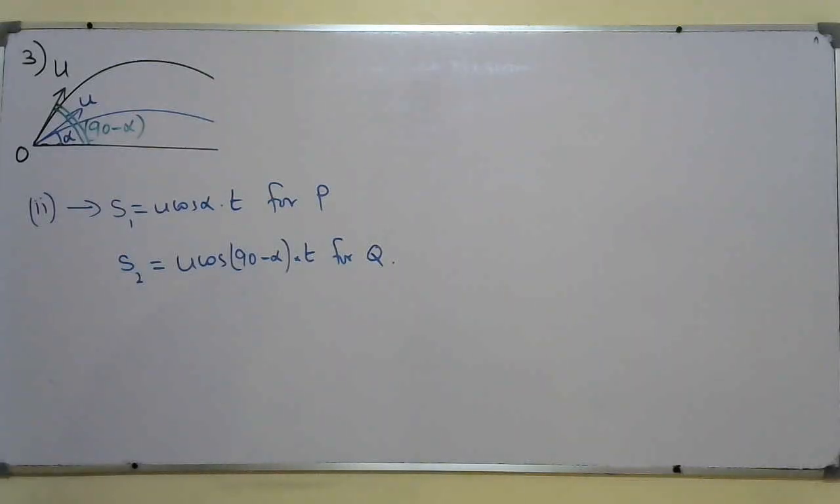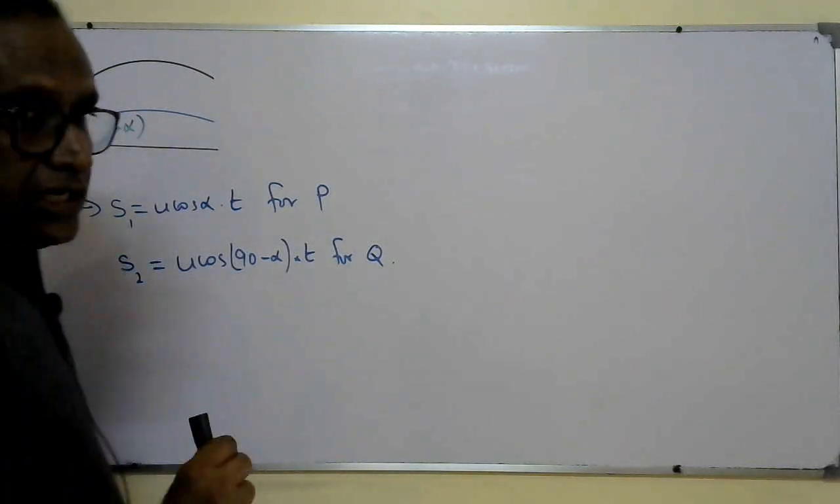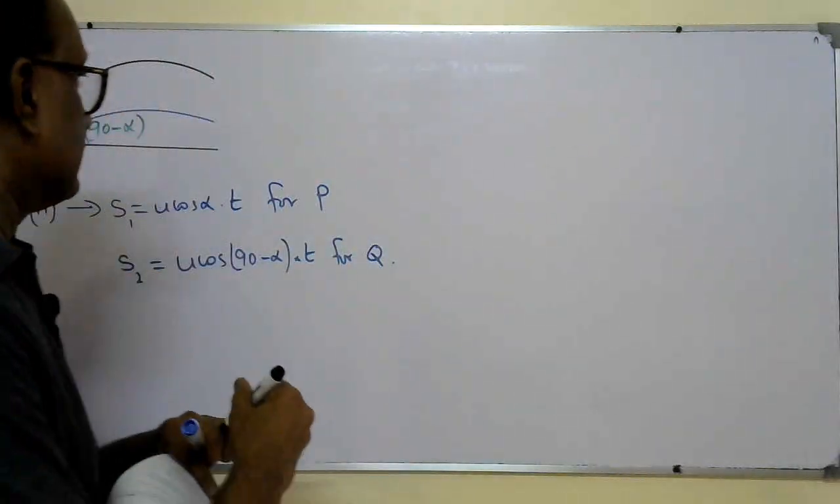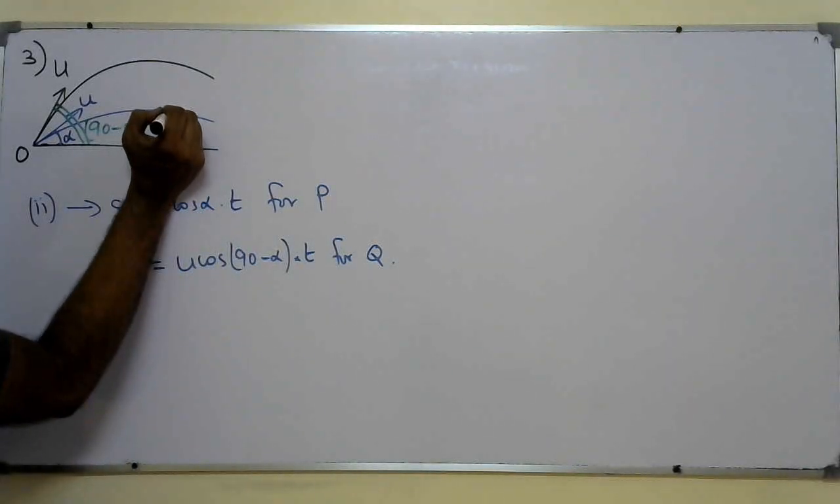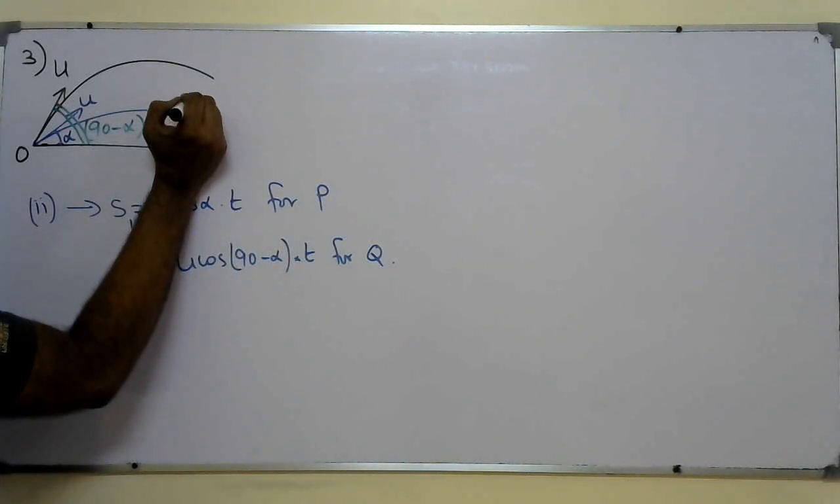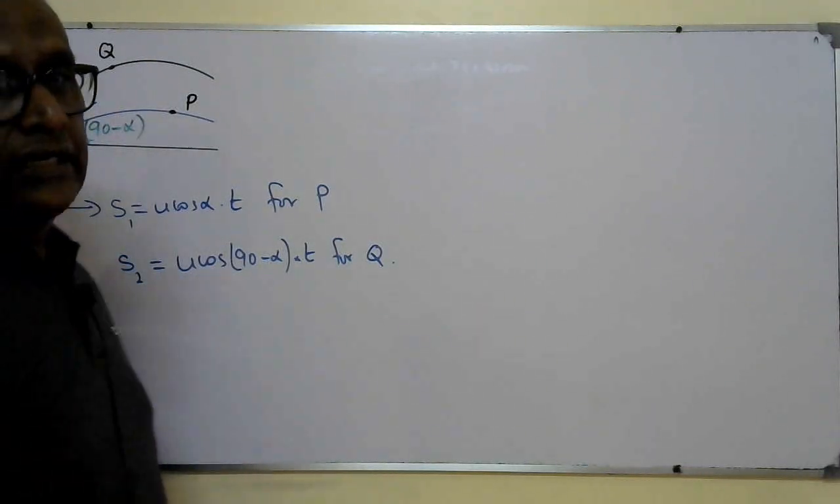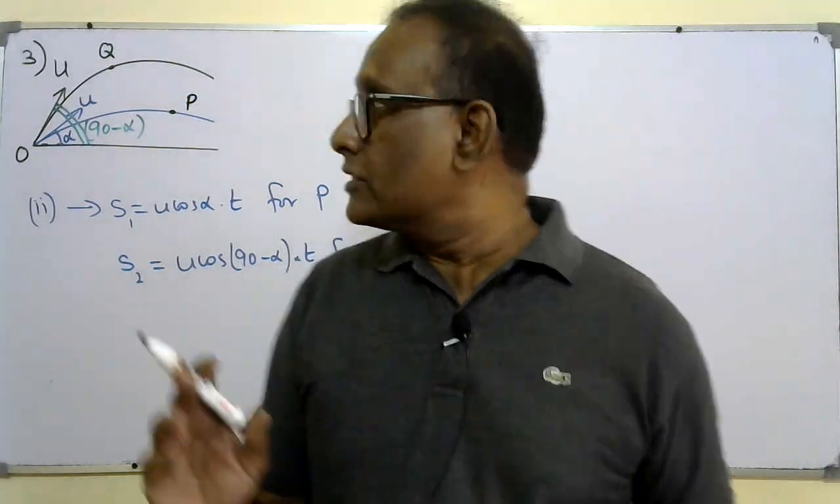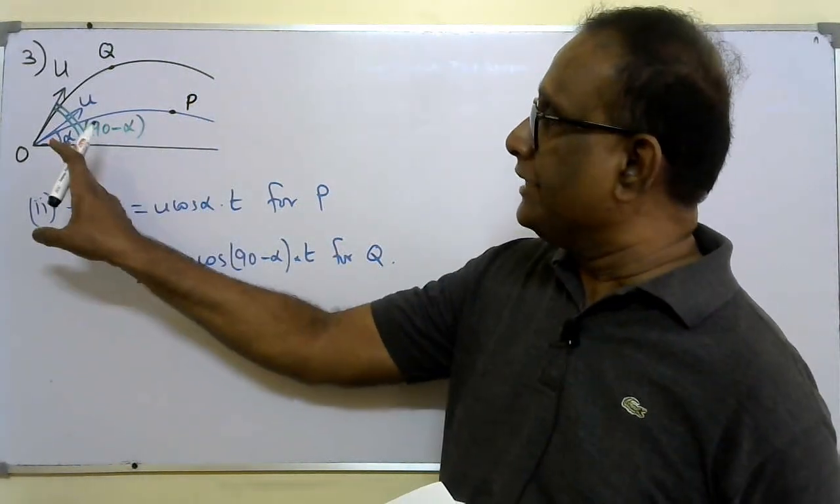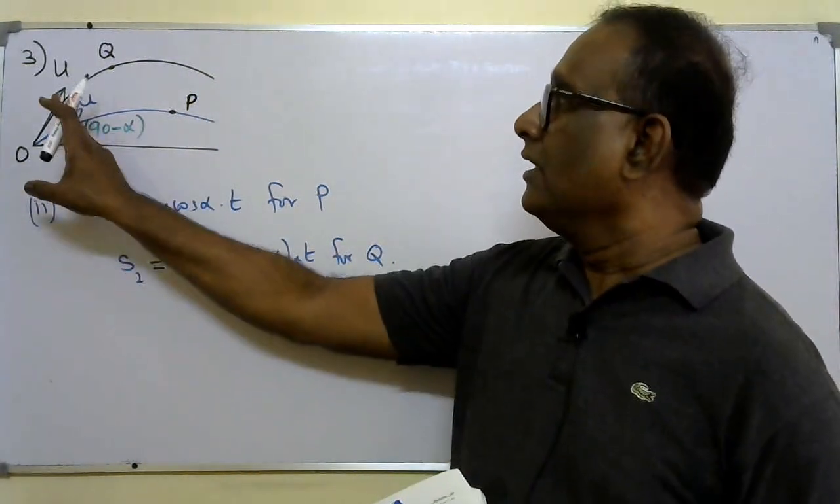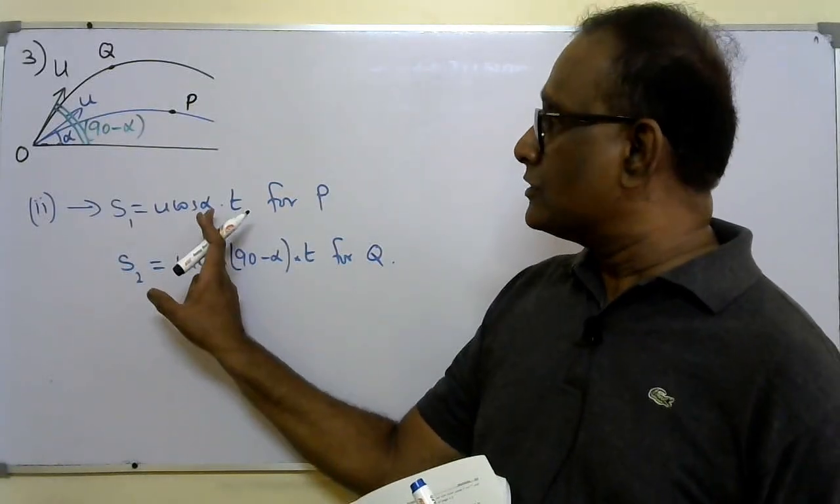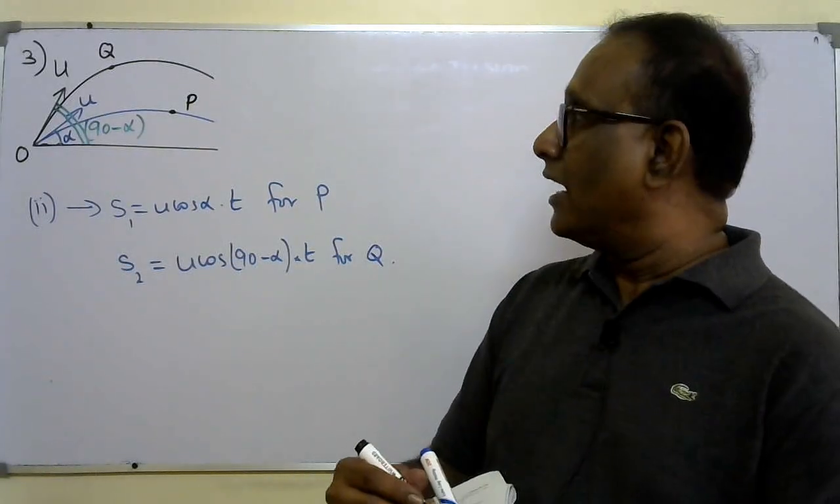So if I consider the positions during their motion, if P is somewhere here, Q will be somewhere here. Q will have smaller horizontal displacement at any time t, because according to my diagram, I took the angle alpha smaller than 90 minus alpha. So when the alpha becomes smaller, the cos value will increase.